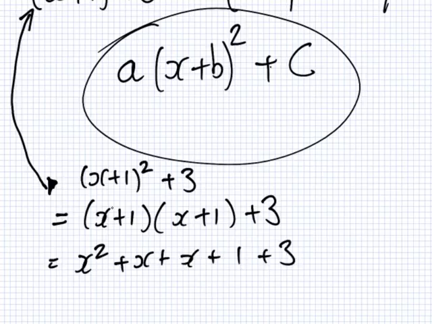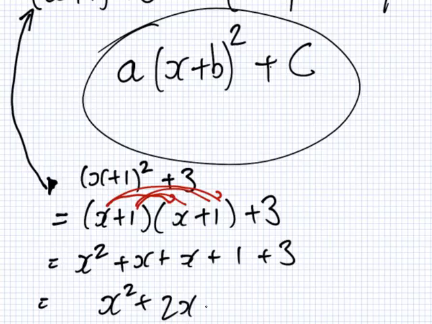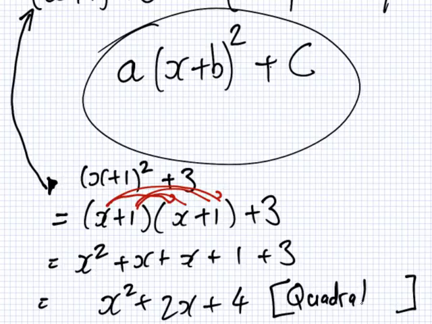What's this called? Factoring. No, not factoring. What's it called? Expanding. x squared plus 2x plus 4. Now, what is this called? Remember its name? Begins with Q. Yes. Quadratic. And this one is called completed square.